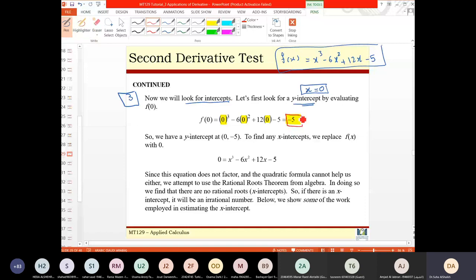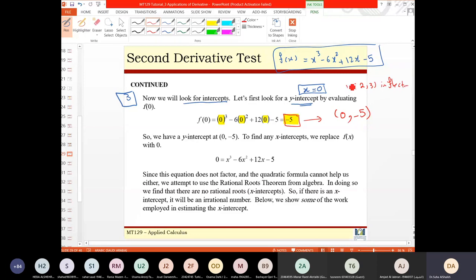The answer is minus 5 here. So this gives me a point, the point with x equal to 0 and y equal to minus 5. Great. Now I have 2 points: the intercept point, which is 0, minus 5, and the first point, which was 2 and 3, the inflection point.